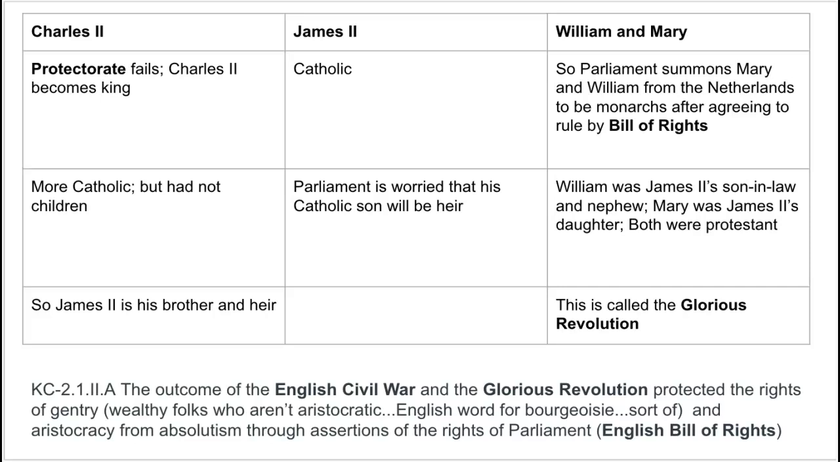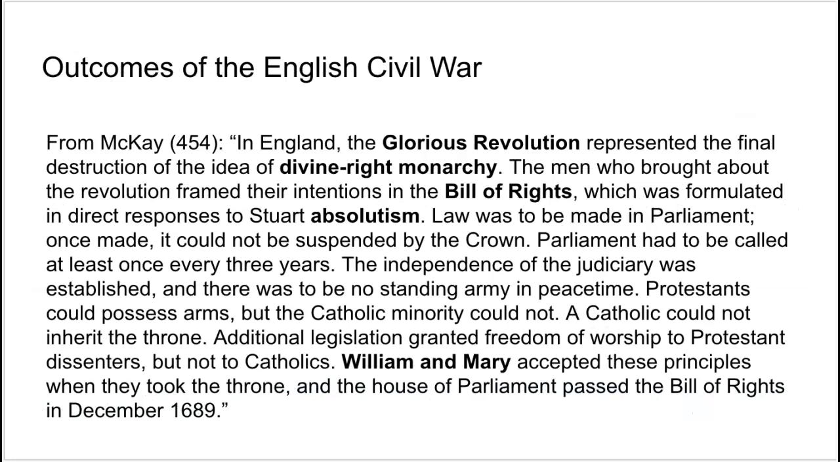And your key concept outline says that the outcome of the English Civil War and the Glorious Revolution protected the rights of gentry, wealthy folks who aren't aristocratic, which is the English word for bourgeoisie, sort of, and aristocracy from absolutism through assertions of the rights of Parliament, which is the English Bill of Rights. Okay, so it's a very quick jaunt through the English Civil War. Your book says that in England, the Glorious Revolution represented the final destruction of the idea of divine right monarchy.